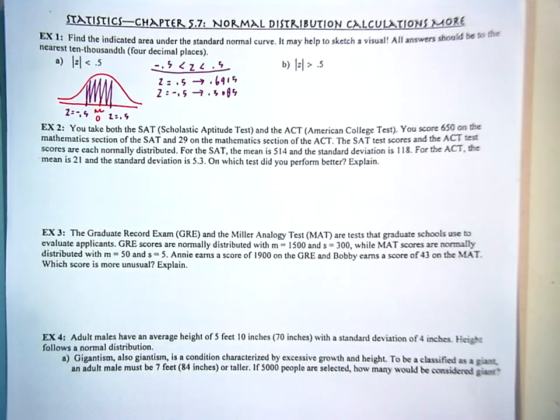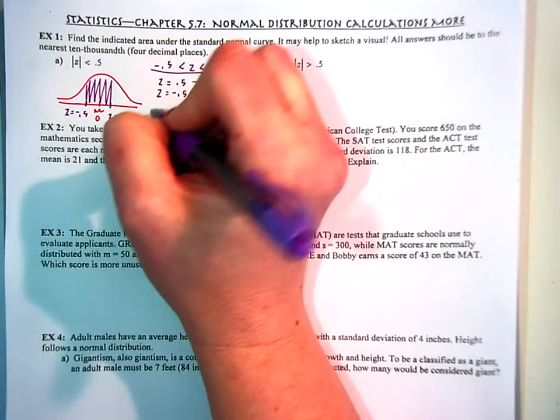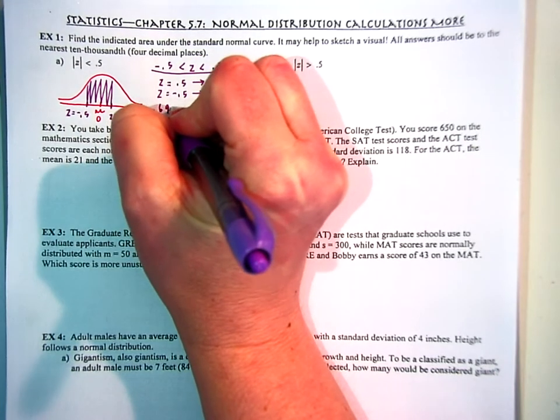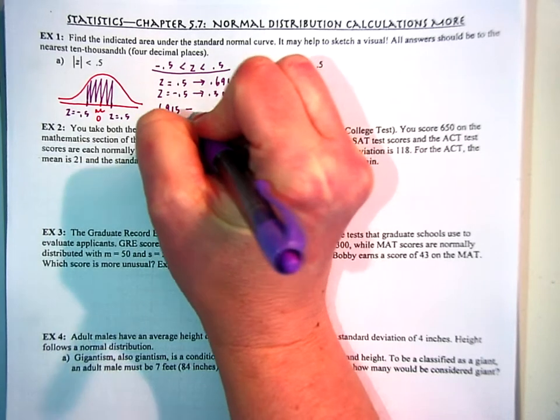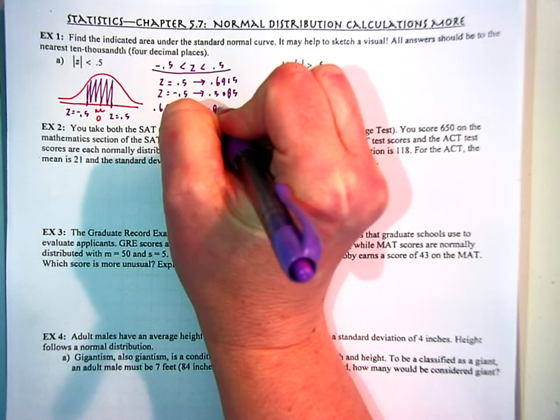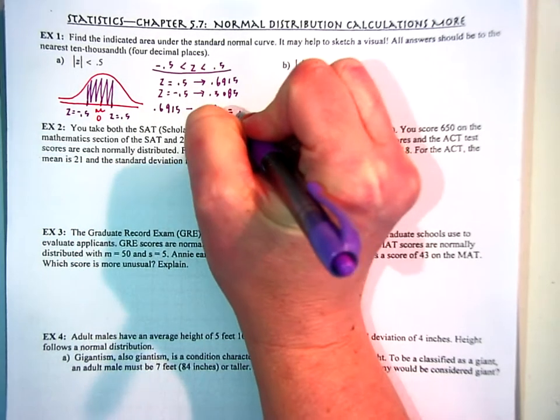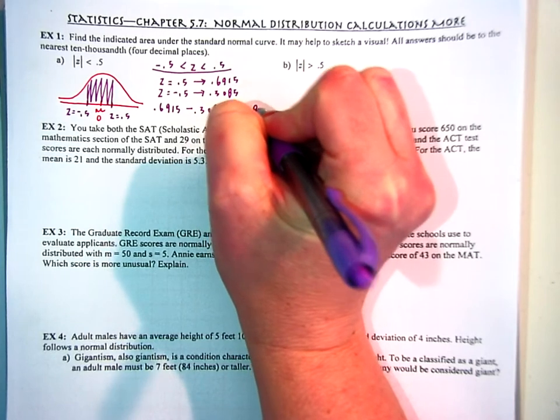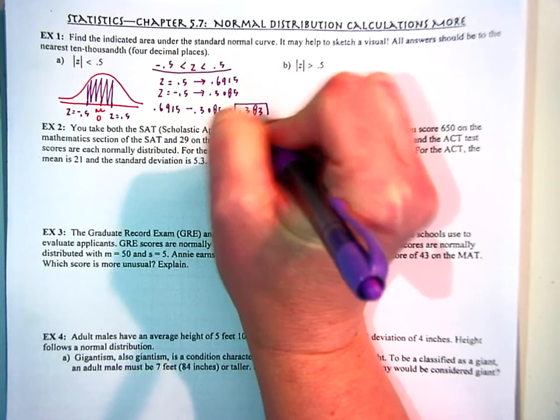So I need to take the small away from the large. So I'm doing 0.6915, take away 0.3085, and that will get me 0.383 as my final answer.